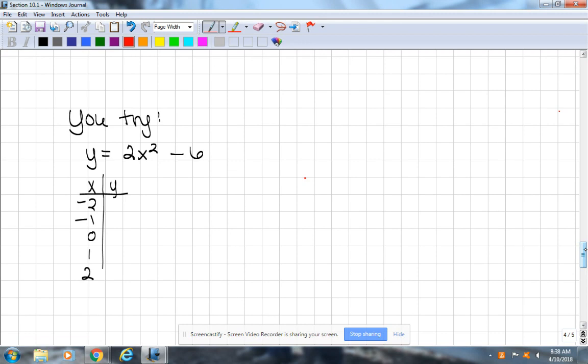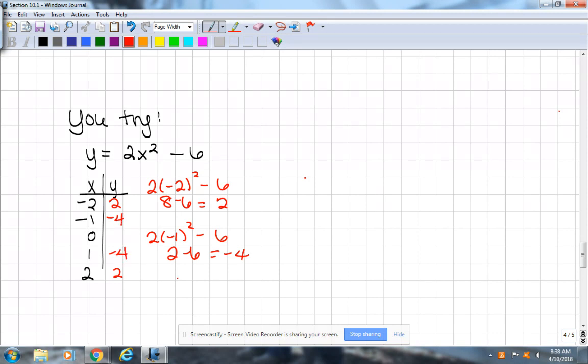All right. So 2 times negative 2 squared minus 6. What's negative 2 squared? 4 times 2 is 8, and 8 minus 6, did y'all get 2 for that one? And then you did 2 times negative 1 squared minus 6. What's negative 1 squared? 1 times 2 is 2 minus 6 is negative 4. So did y'all get negative 4 for those? And then 2 times 0 squared is 0 minus 6 is negative 6. Y'all get that table? All right.